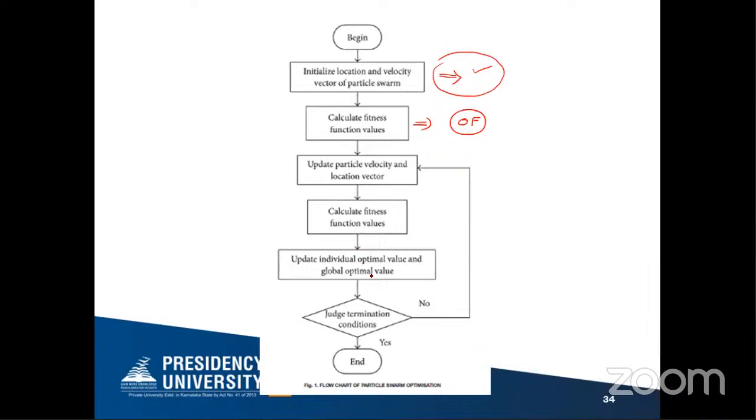So if you find the optimal value, then we will terminate it. If not, again, the process will repeat. So what is the process here? First, we have to initialize it. And you have already developed an objective function, you will substitute in that. If the solution is fine, okay. Otherwise, you have to update the velocity and position.